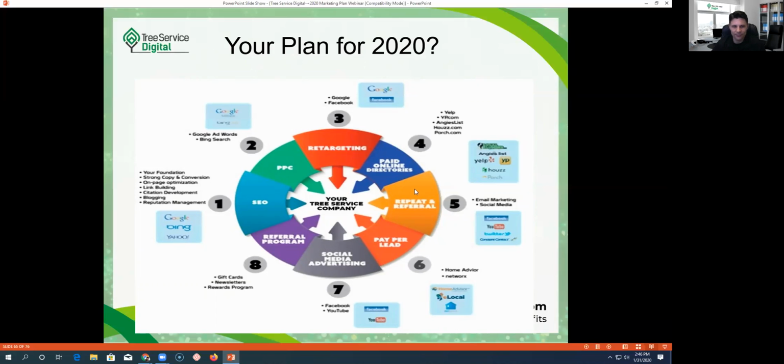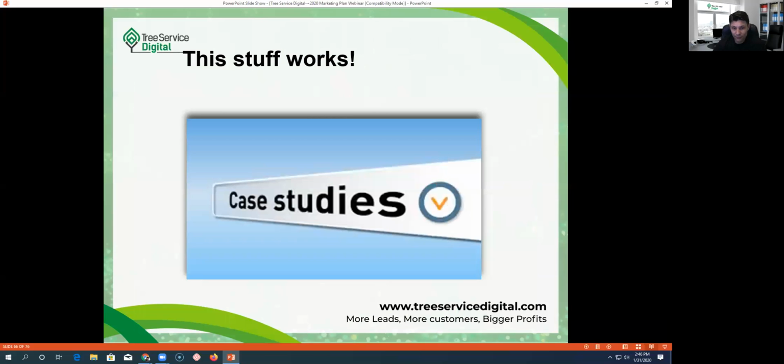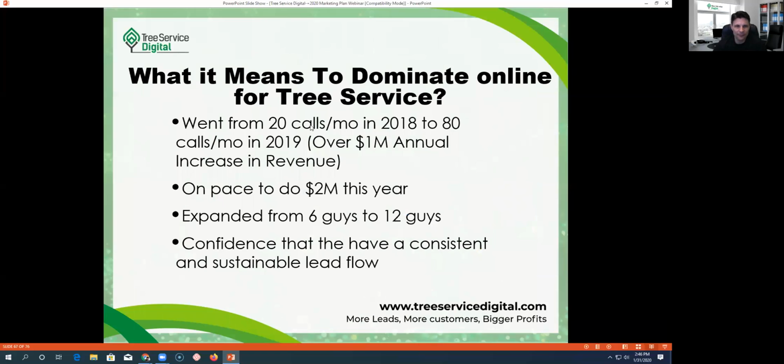Referral programs, gift cards, newsletters, send people to the local football game or baseball game or basketball game if they refer a customer, things like that. So this stuff really, really works. And the case study that we went over earlier, we'll just recap that one again. After implementing all of these 8 spokes on the wheel, they went from 20 calls per month in 2018 to over 80 calls per month in 2019, and over $1 million annual increase in revenue.